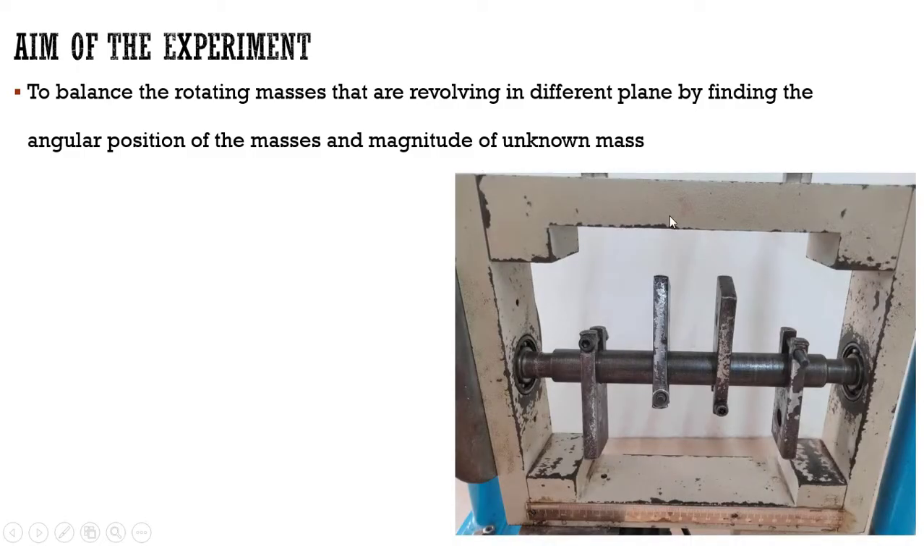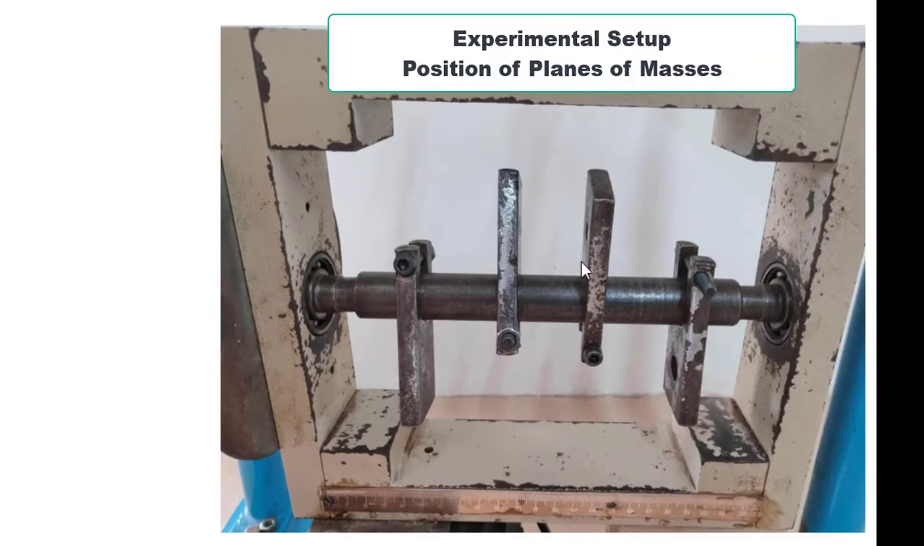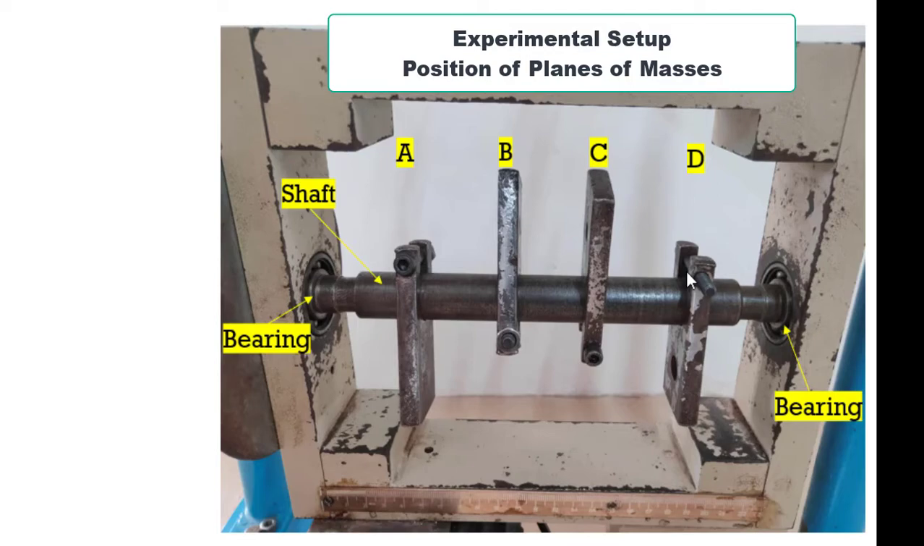This is the system we have in our laboratory. Here the shaft is positioned by using two bearings. This is the shaft and we have two bearings at both ends. The shaft is supported by two bearings. Here we have masses at different planes. This is plane A, this is plane B, this is plane C, and this one is plane D. And the distances between these planes are provided.